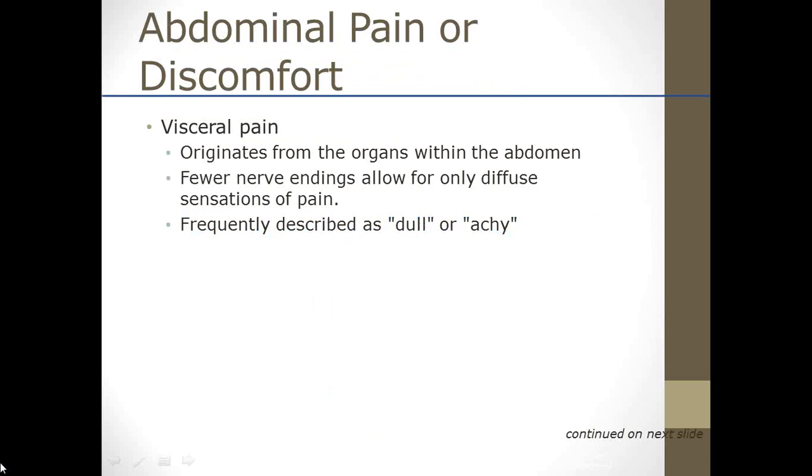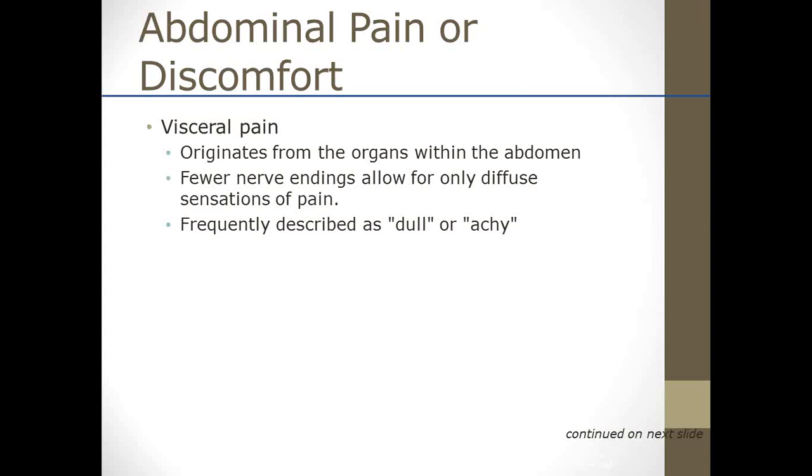So let's talk about some types of pain that you could have. Okay, visceral pain obviously is going to come from the visceral portions or the organs. So visceral pain specifically comes from organs within the abdomen. Those organs don't really have a lot of nerve endings, so the kind of pain that you're going to get from them is going to be pretty non-specific.